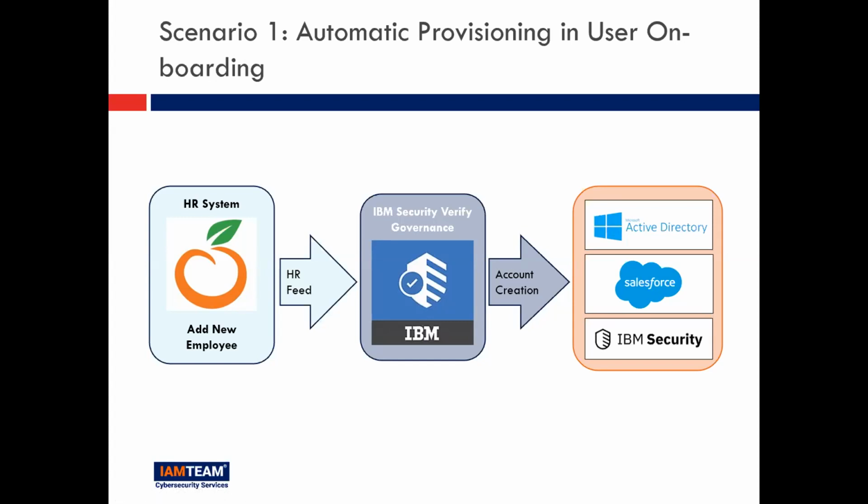Now, in this demonstration, we'll show you how IBM Security Verify Governance can connect with HR management systems to automate the onboarding process and provision accounts and accesses to target systems based on the business logic. We will create the user in the HR system, and Verify Governance will capture it, create the identity, and provision accounts and access to target systems. Great, let's jump right into it.